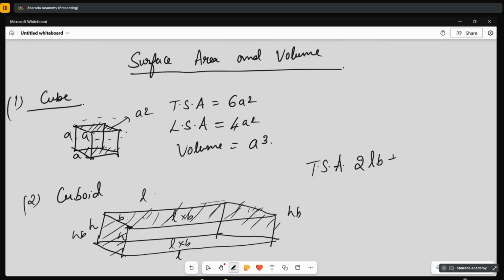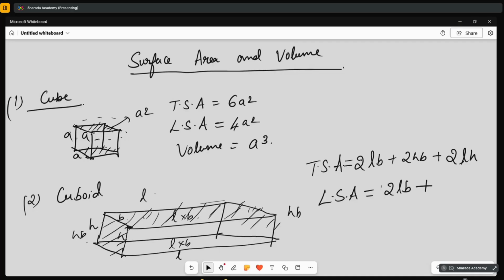2LB plus 2HB plus 2 L into H is there, na? Total surface area. What about the lateral surface area? 2LB plus 2BH... 2 bracket LB plus 2LH. L into B will not be there, because top and the bottom we don't consider.